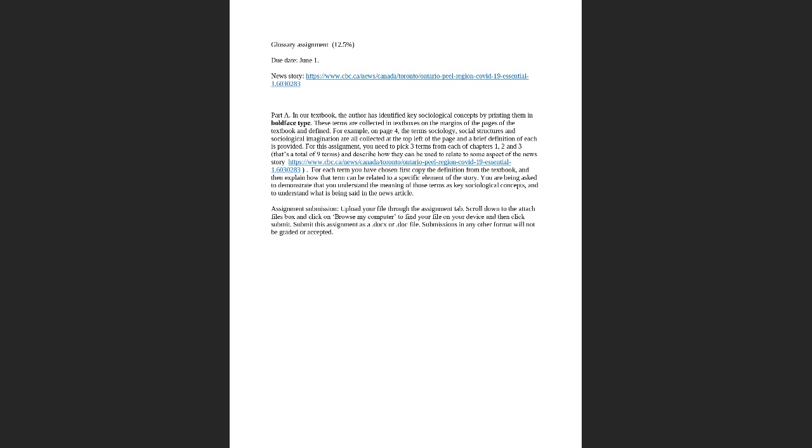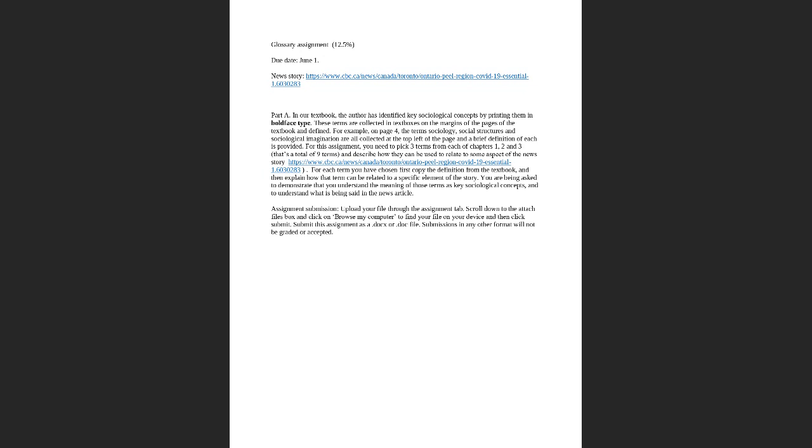And the exercise here is I want you to go through the textbook and pick out some of the terms that the author has identified as key sociological concepts or expressions or defined terms. They're identified by the author through the bold-faced type that has been used in printing them.